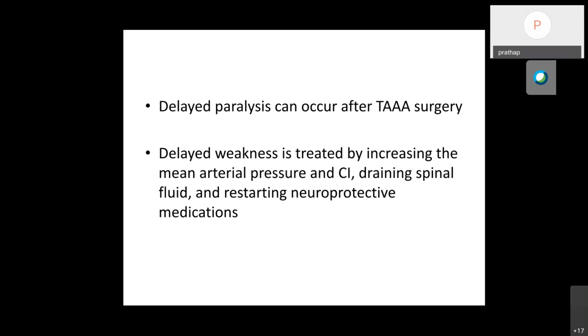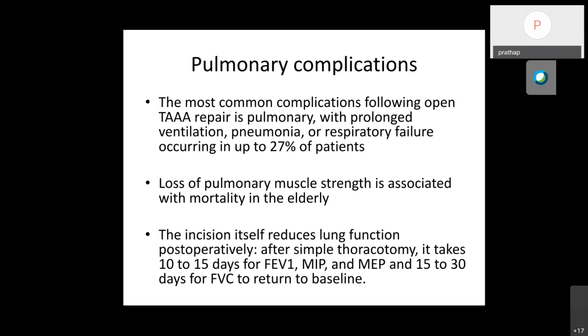Delayed paralysis can also occur after TAAA surgery. It is managed by the same methods: increasing the mean arterial pressure, draining spinal fluid, and restarting neuroprotective medications. The most common complication following open repair is a pulmonary complication with prolonged ventilation, pneumonia, and respiratory failure occurring in up to 27% of patients.